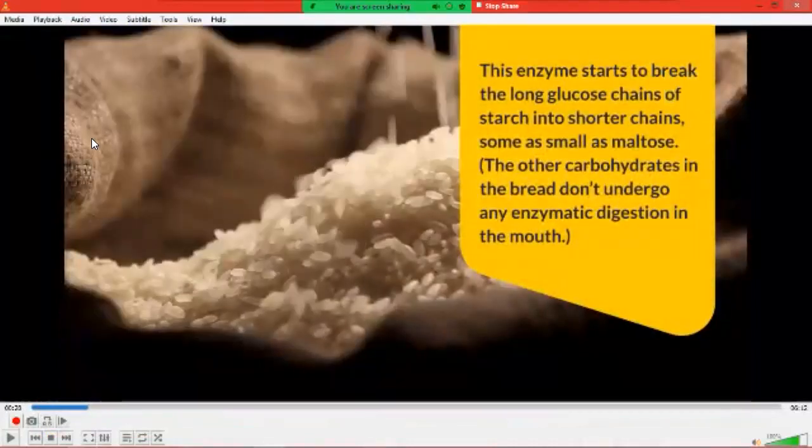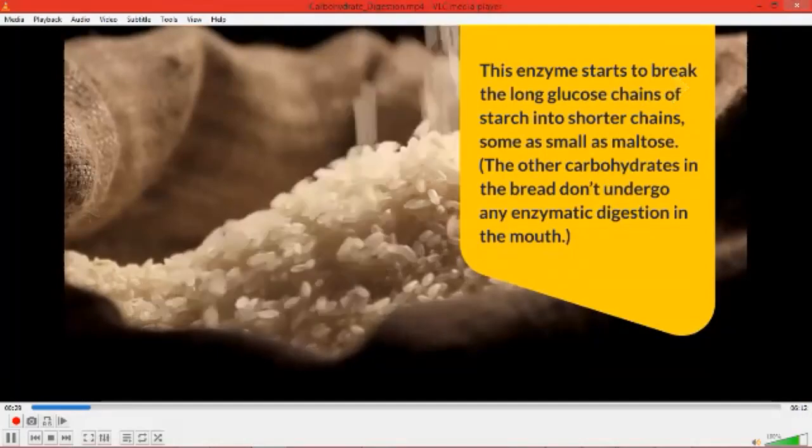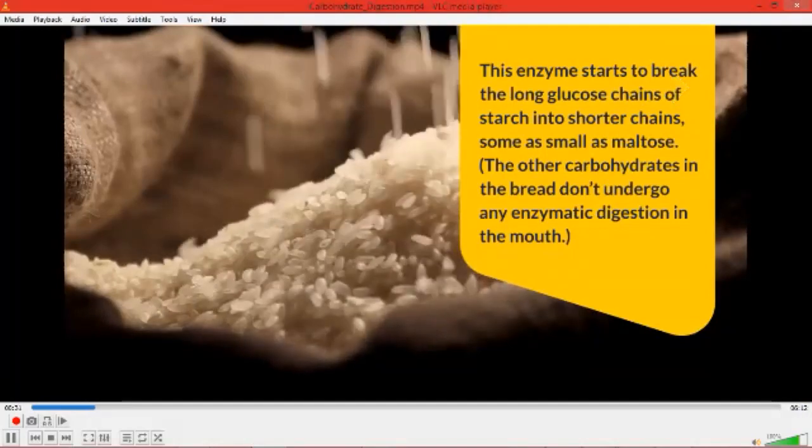Now, the enzyme starts to break down long chains of glucose, starch. Because as carbohydrate food is entering our mouth, especially plant food, which is the most common carbohydrate we take, it enters in the form of starch. Now, the enzymes break down this long glucose into shorter chains.